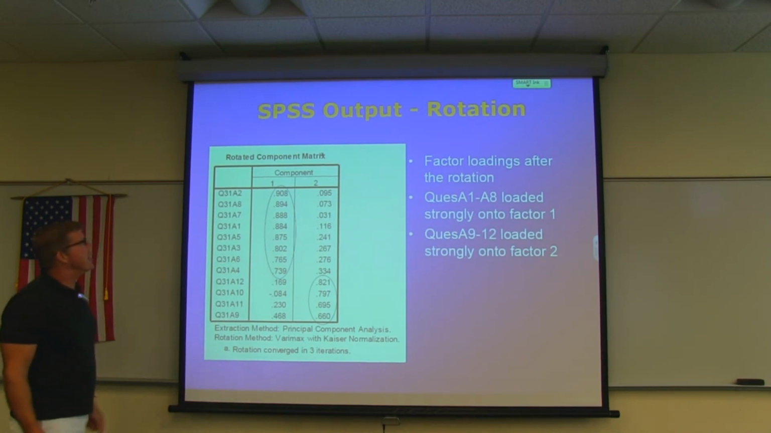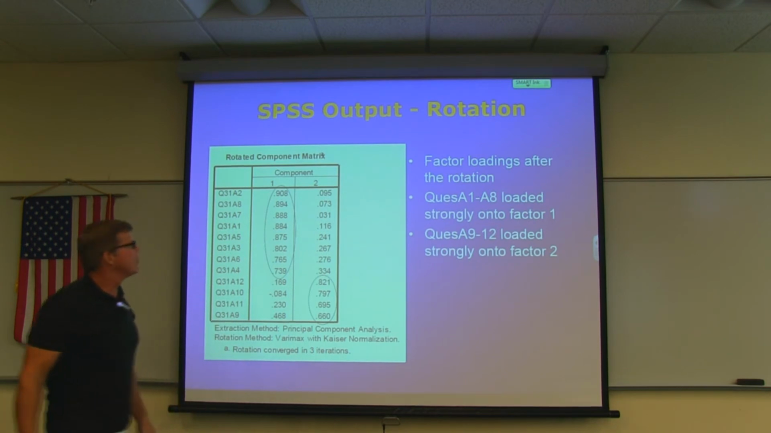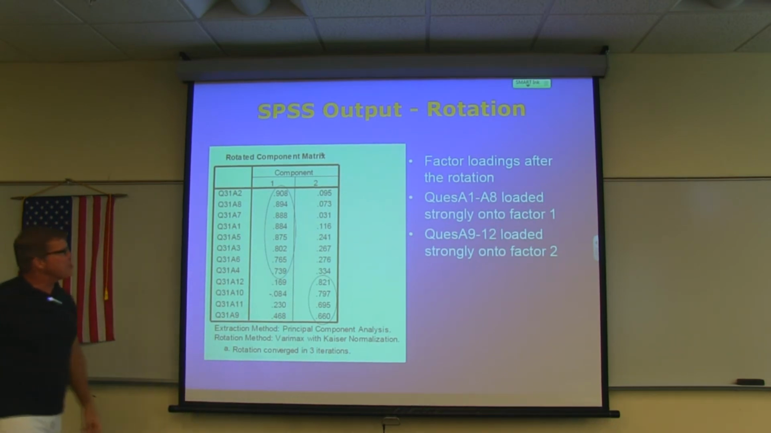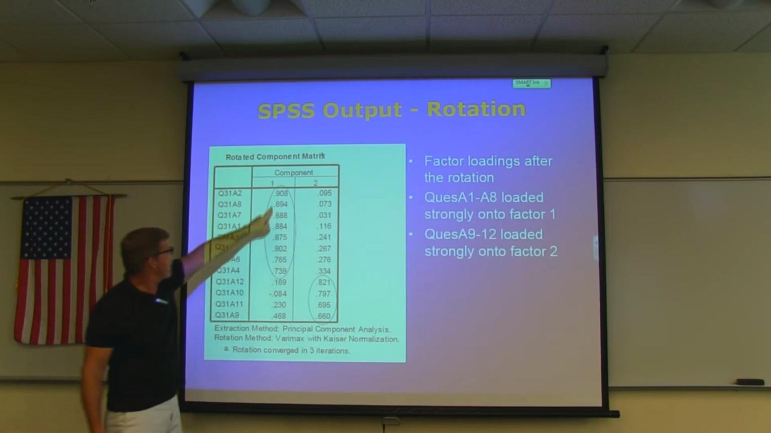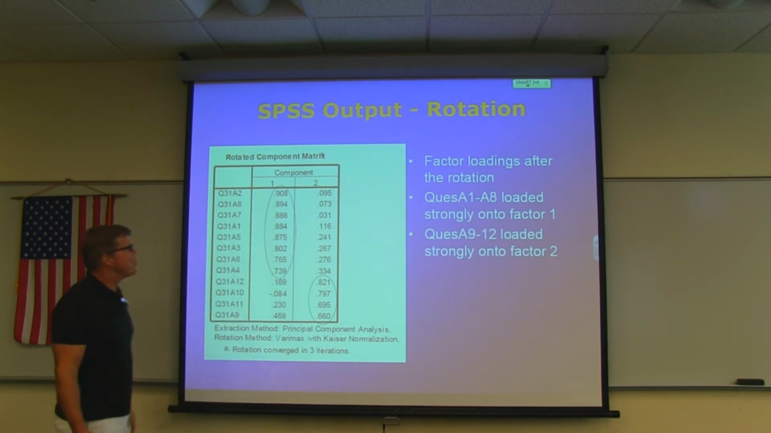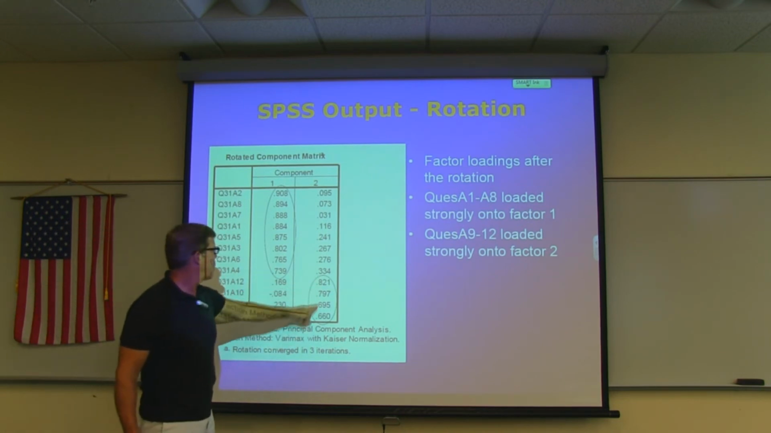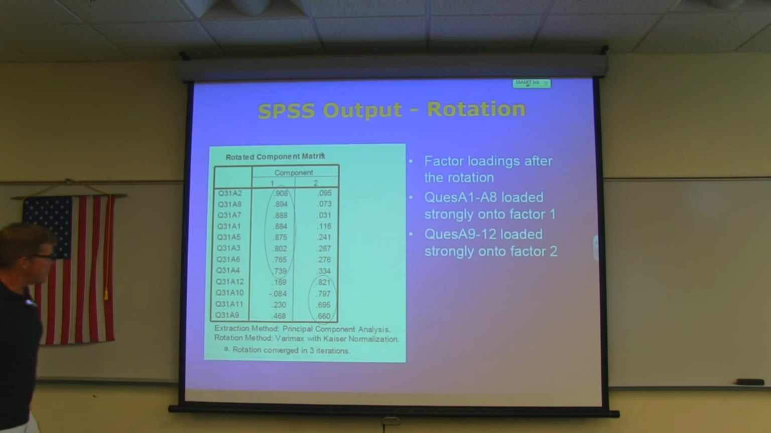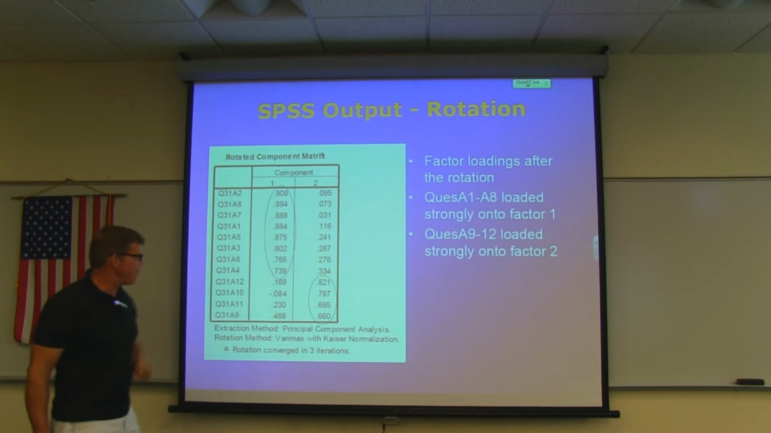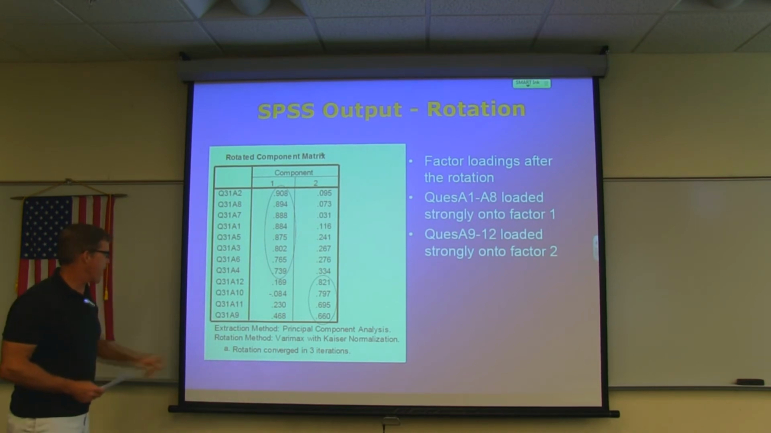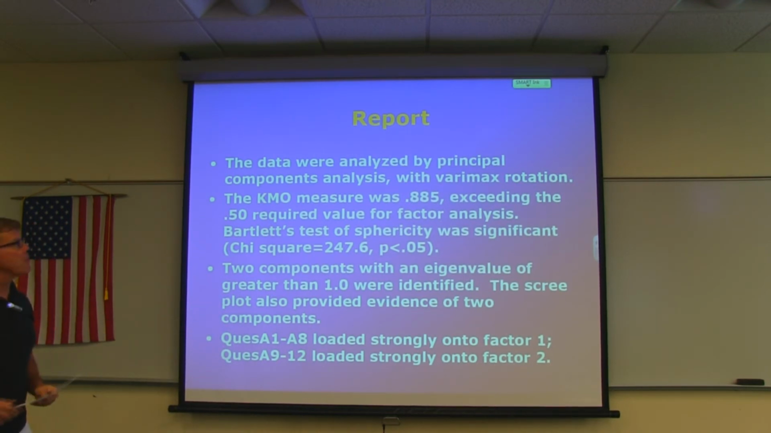Now we have the rotated loadings, the factor loadings after the rotation. And we see questions A1 through 8 loaded strongly on factor 1. Questions A9 through 12 loaded strongly onto factor 2. So most of the questions loaded onto factor 1, and 4 of them loaded onto factor 2, again the two-factor solution. Okay. The data were analyzed by principal components analysis with Varimax rotation.